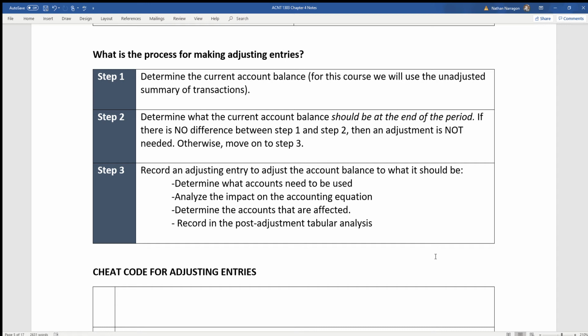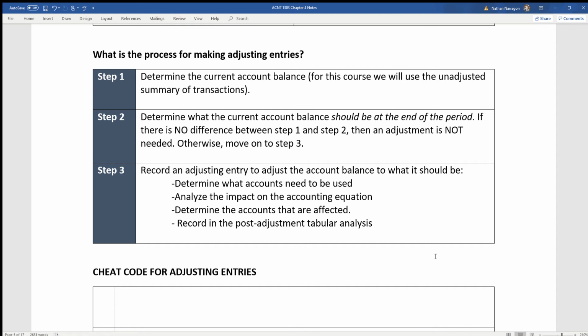For this course, we will use that unadjusted summary of transactions, which basically makes up what is known as an unadjusted trial balance. But for this class, it is just a summary of transactions, not too bad. Step two, we'll determine what the current account balance should be at the end of the period. If there is no difference between step one and step two, then of course there is no adjustment. But we wouldn't have this chapter if that was always the case. So otherwise, we're going to move on to step three.